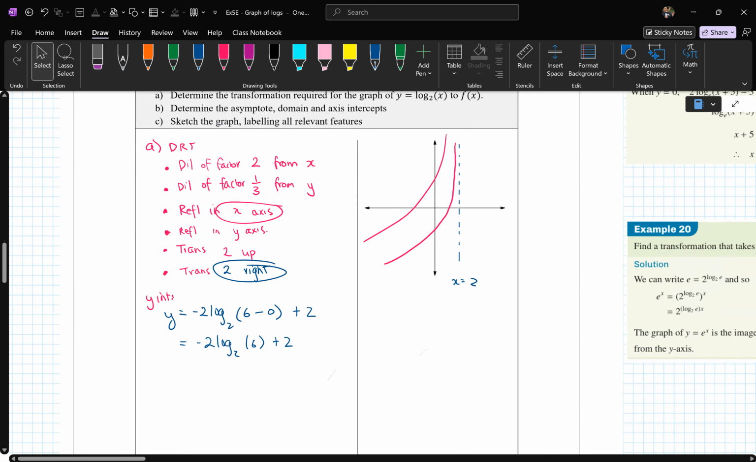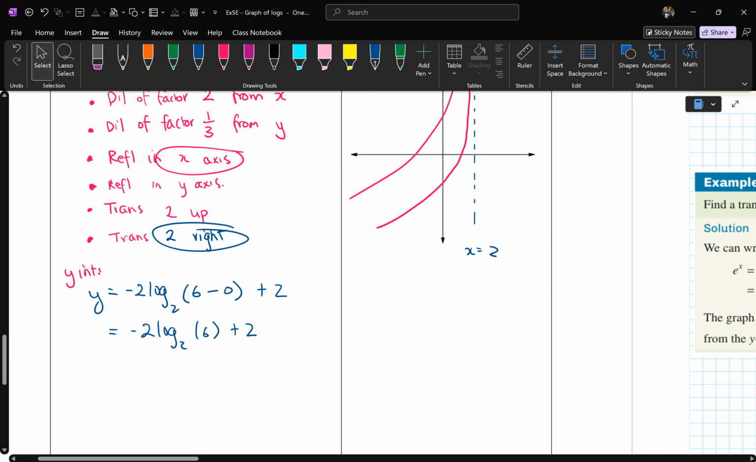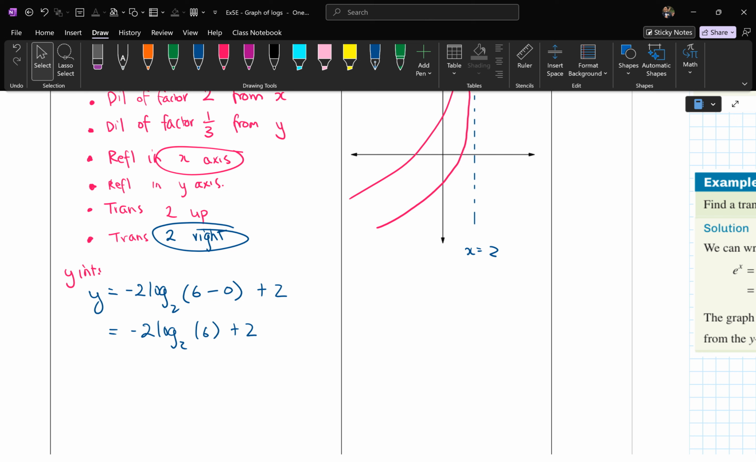Okay, so in this case here, it looks like we aren't 100% sure whether this is going to be a positive or a negative value yet, but you can kind of guess it. Do you think this is going to end up being a positive value or a negative y value? How do you know?